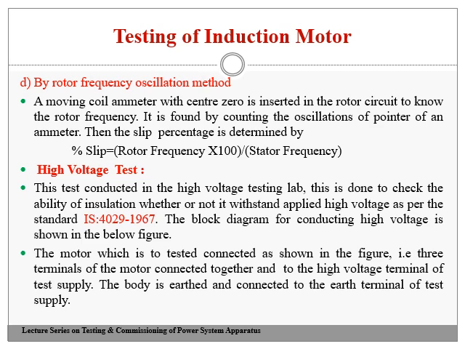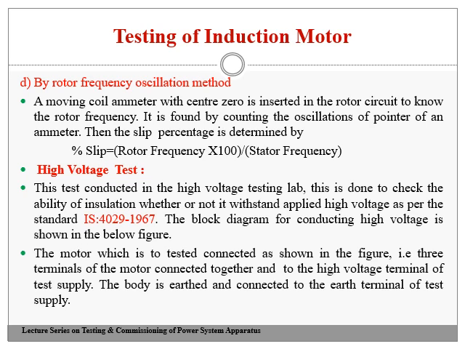The fourth method is the rotor frequency oscillation method. Here I am going to have a moving coil ammeter with a center 0 inserted in the rotor of an induction motor. Then afterwards, the number of oscillations are counted by the pointer of the ammeter. Then the percentage slip equals rotor frequency into 100 by stator frequency, which gives the percentage slip. This is about the fourth method of determining the percentage slip.